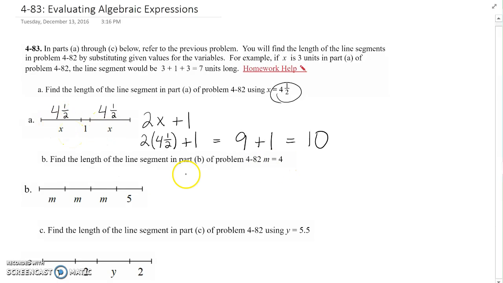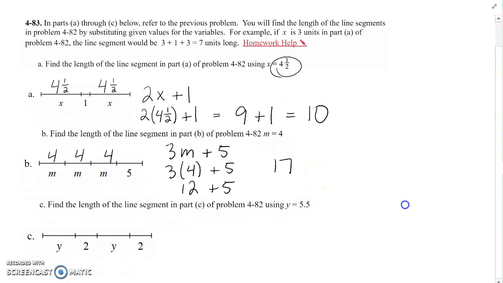And then it just says, what if m is 4? Well, what if these guys were 4s here? We talked about we had an expression of 3m's plus 5. Well, if m is 4, we have 3 4s. So that makes 12 plus 5 is 17. 4, 4, and 4 make 12, plus 5 is 17.